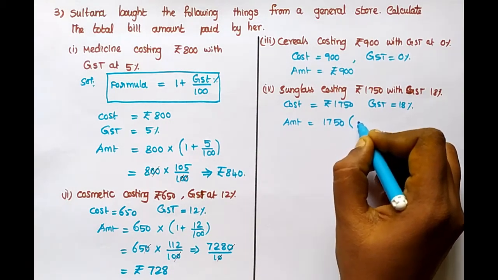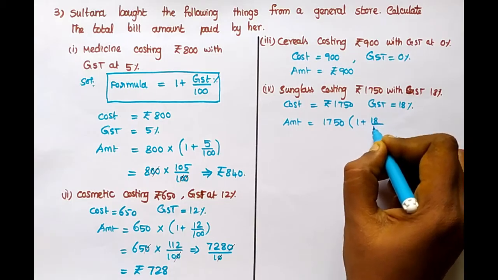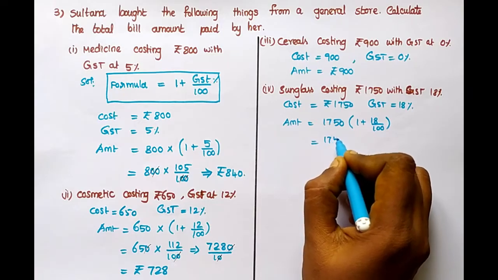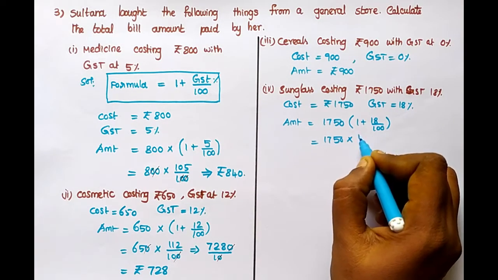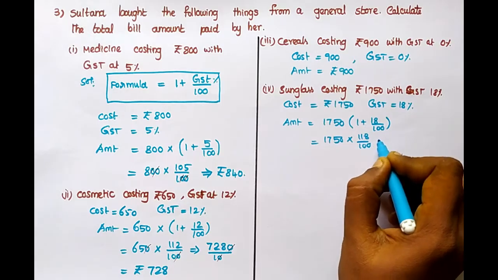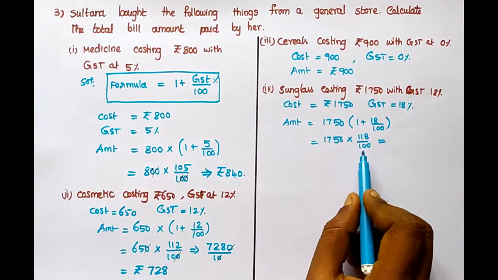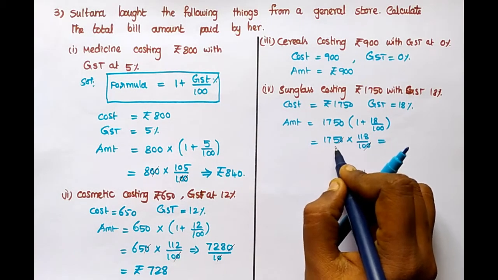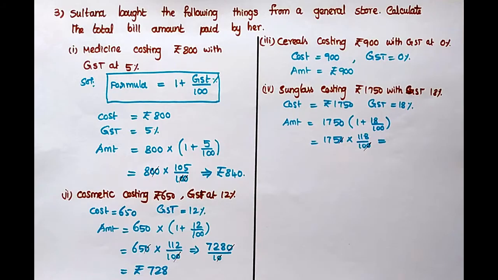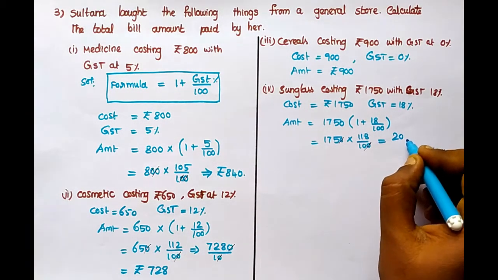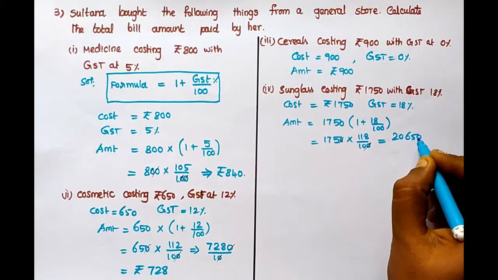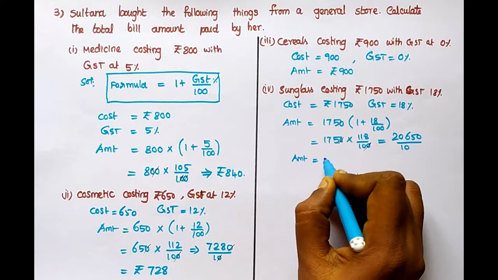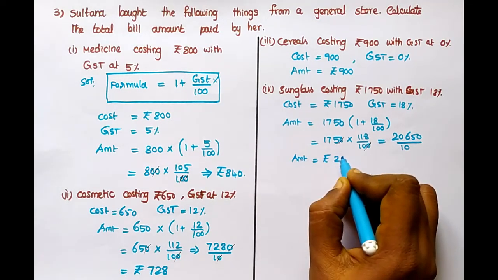1750 into 1 plus 18 by 100. So 1750 into 118 by 100 means we get, 0 0 cancelled. Multiplying 175 into 118 means we get 20,650 divided by 10. So we get amount rupees 2065.